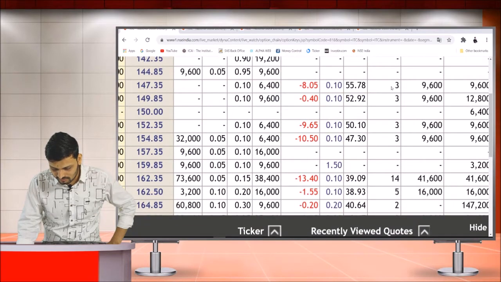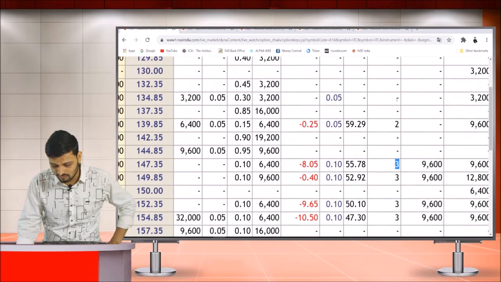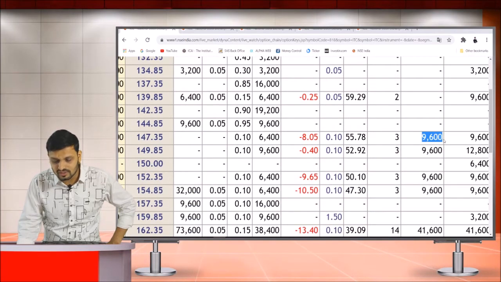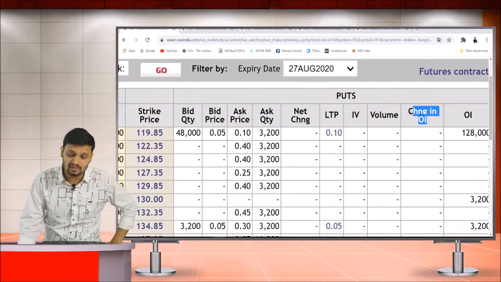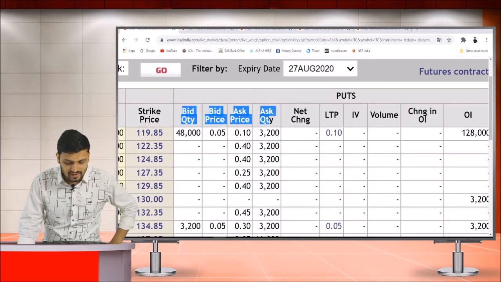Volume is nothing but the number of contracts, that is, the number of lots. These are the number of shares, these are the number of lots executed. So volume is already executed. Open interest contracts are yet to be executed. They are fighting for the prices.